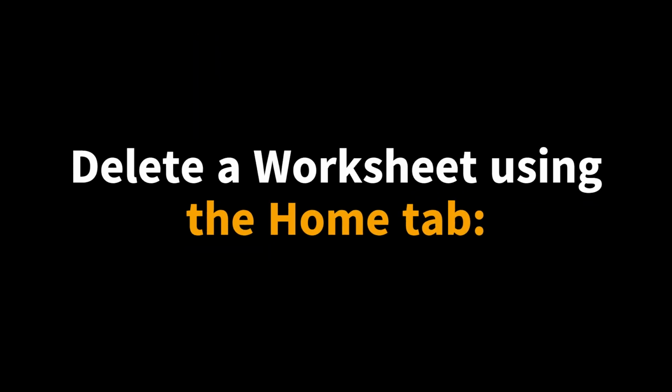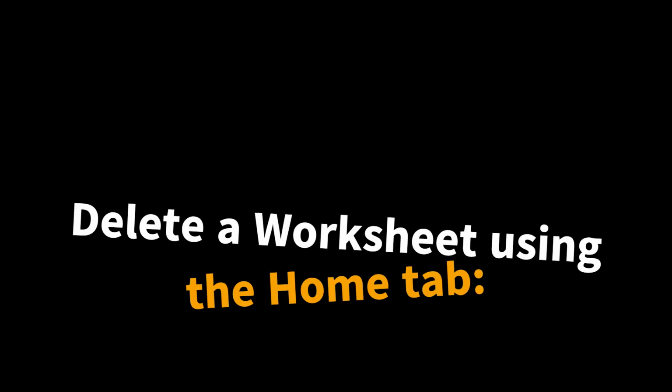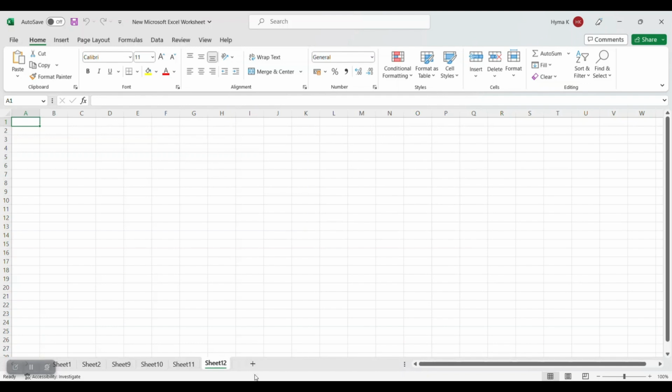Delete a worksheet using the Home tab. First, go to any worksheet and navigate to the Home tab and click on the Delete drop-down button. Now click on Delete Sheet. Now the worksheet will be deleted from your workbook.